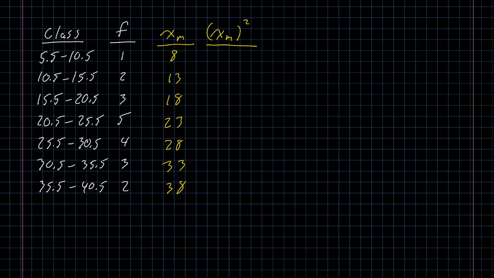So I get 8 squared, which is 64. I get 13 squared, which is 169. 18 squared is 324. 23 squared is 529. 28 squared is 784. 33 squared is 1089. And 38 squared is 1444.